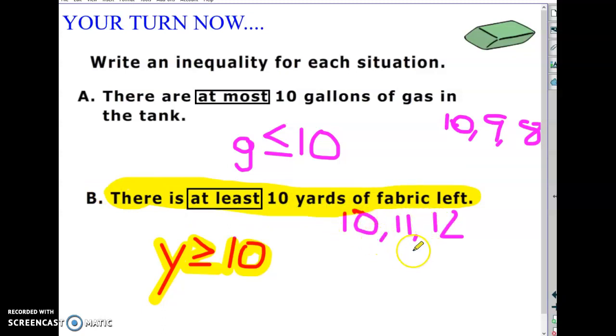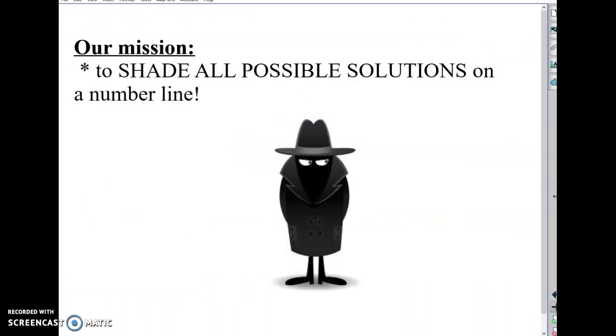We could have 1,000,000 yards of fabric. The number of solutions is infinite. So in order to do that, we are going to graph all of our possible solutions. We don't want to write a list of numbers that goes on and on and on forever and ever. So our mission is we're going to shade on a number line all possible solutions to an inequality.